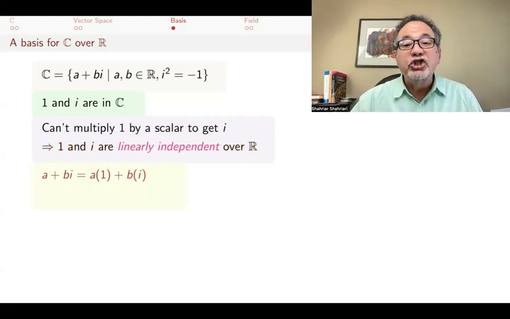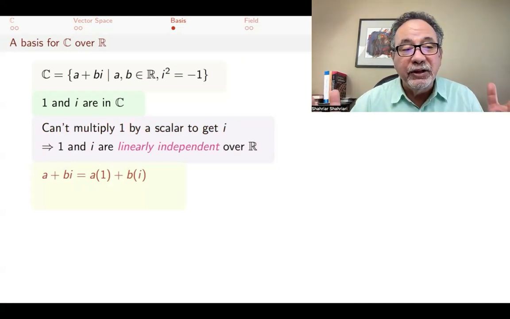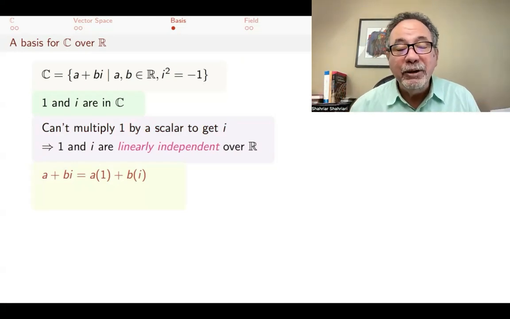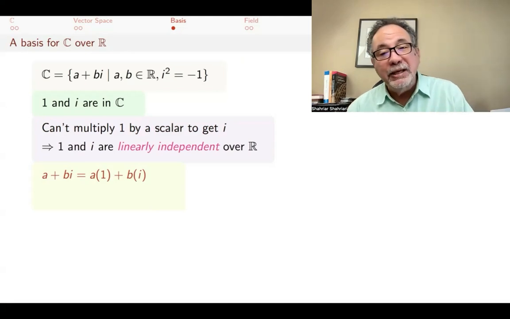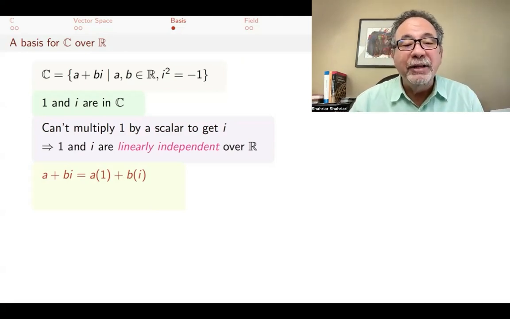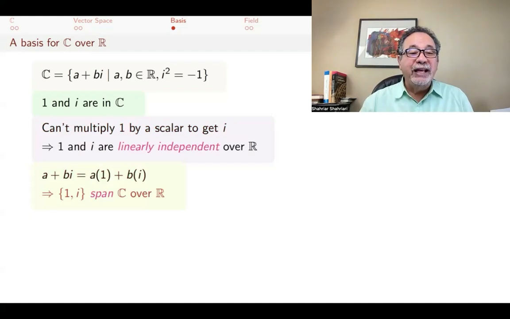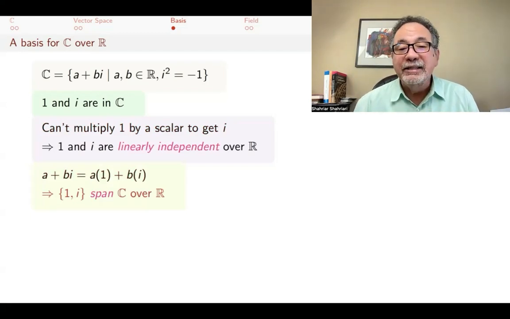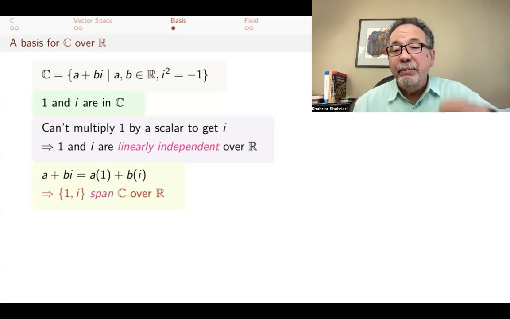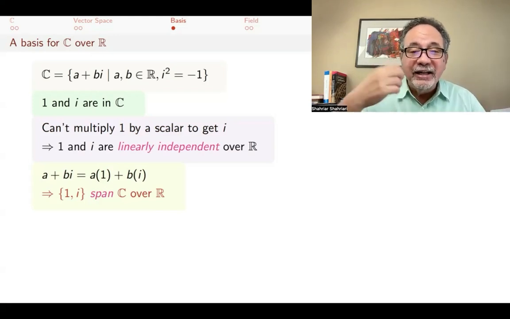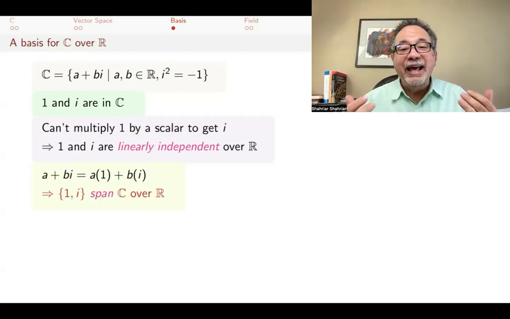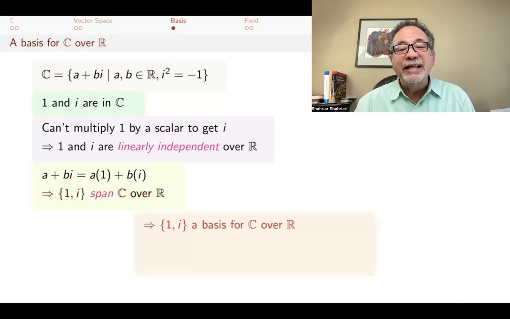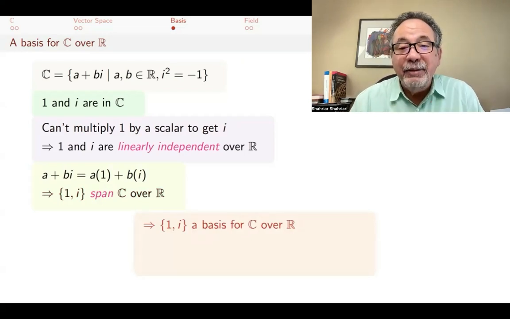It's also true that a general element of this vector space, a plus bi, can be written as a times 1 plus b times i. This is called a linear combination of 1 and i. Another way of saying that is that 1 and i span C over R. By multiplying one of these by a constant and another one by a constant and adding them, I can get every element in this vector space. That means that 1 and i is a basis for this vector space. A basis is a set of elements in a vector space that's both linearly independent and spans.